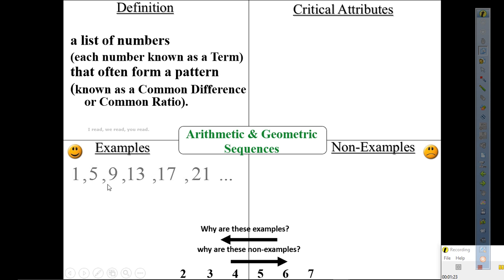Examples: 1, 5, 9, 13, 17, 21, and 1, 5, 25, 125, and 625. Copy that, please.